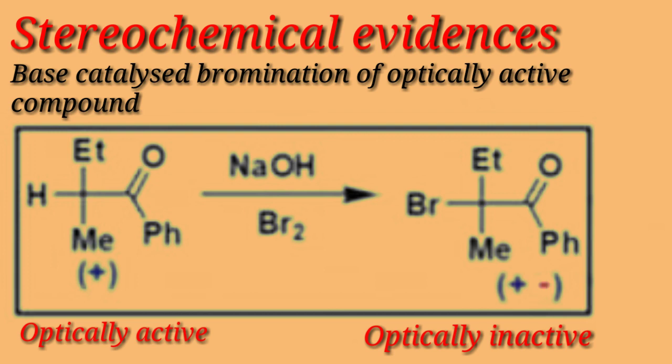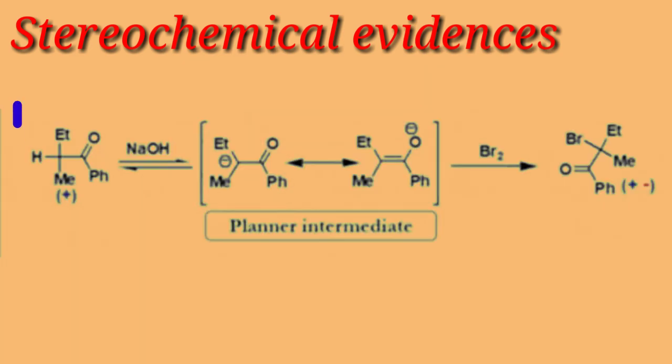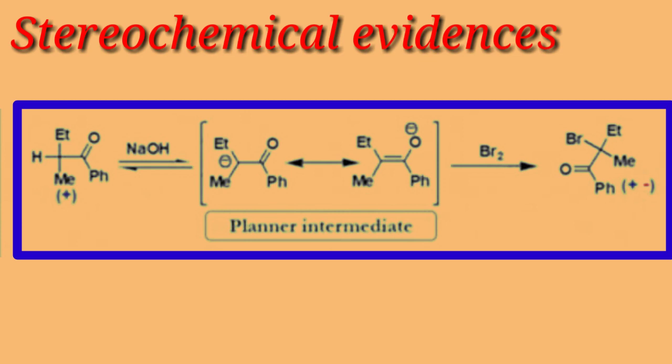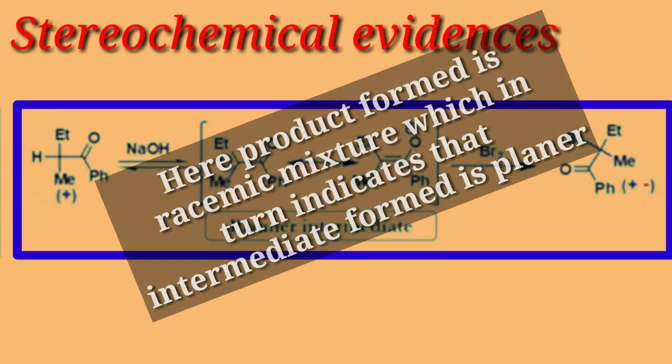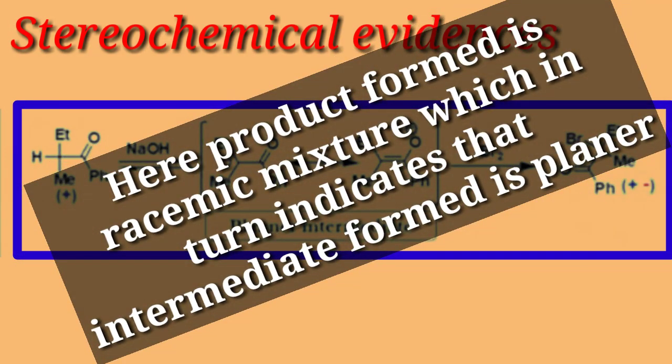Thus, the fact that the base catalyzed bromination of an optically active isomer of ketone leads to an optically inactive racemic product. Racemic product means a mixture of dextro and levo in equal amount, which indicates that the reaction must proceed through a planar intermediate, which can undergo attack equally from either side, that is either from the front side or from the back side, leading to equal amounts of two mirror image forms of the product, that is dextro and levo. So in this case, the final product obtained is a racemic mixture, which in turn suggests that the intermediate formed is planar, and this information is useful while determining the mechanism of reaction.